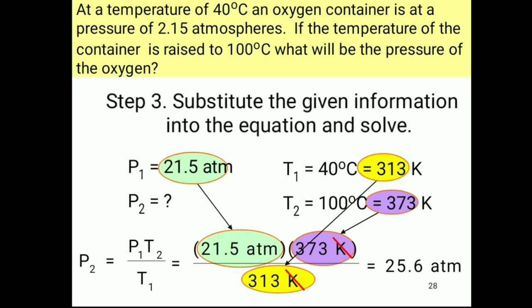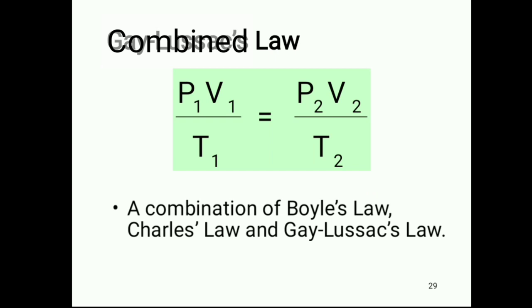Why is it that pressure is increasing as temperature is increasing? Increase in temperature means increase in kinetic energy. The more mobile the gas particles, the higher the kinetic energy, the more chances for collision. The greater the amount of collision, the greater the pressure. So that's what we mean by direct relationship: the same effect, increase or decrease. Okay? Let's now have a combination of the three.